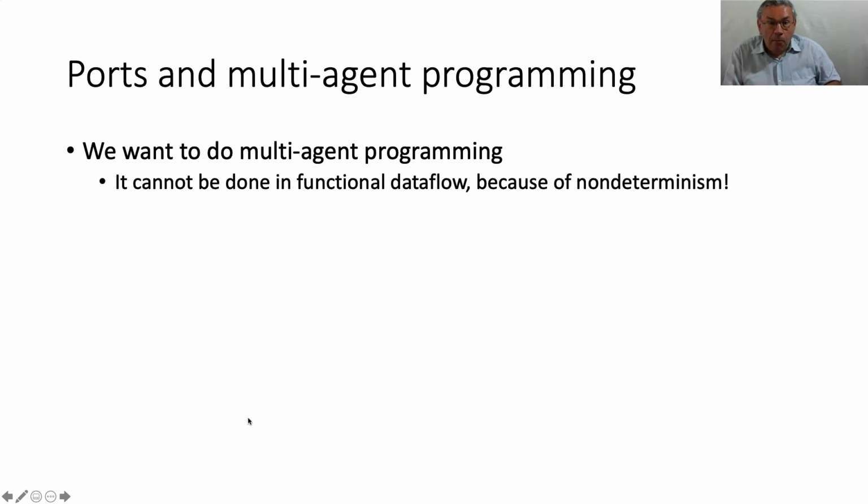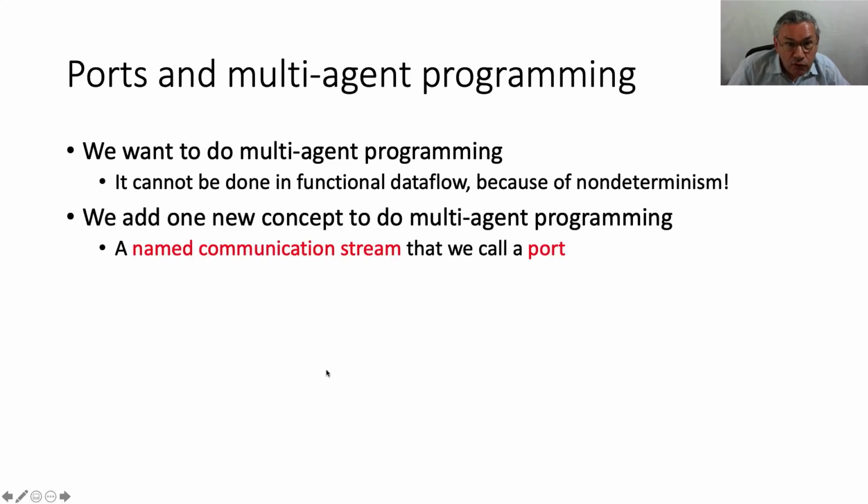Now let's see about multi-agent programming. We want to do multi-agent programming in the style of Erlang, where agents are sending messages to each other. This cannot be done in functional data flow because it's non-deterministic. For example, two clients sending messages to a server, that is non-deterministic. So we cannot do it in functional data flow, but in order to do it, we need a new concept. So we add one new concept to the paradigm we saw before, which is called a port. And it's just a named stream, as we saw before.